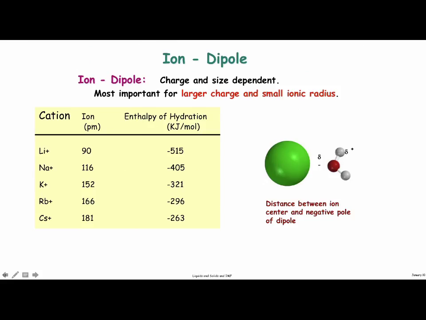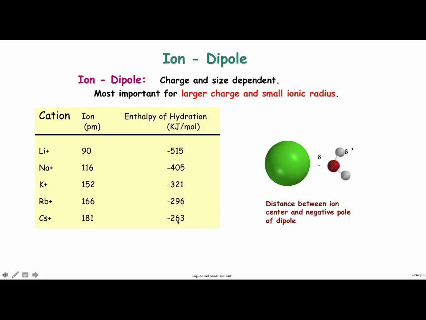Let's take a look at ion-dipole interaction. The most important thing about this type of interaction is that the larger the charge and the smaller the size of the atom, the more significant that intermolecular force. Lithium is a smaller atom than cesium. It has a 90 picometers radius versus cesium, which is 181. Look at the enthalpy of hydration, that is the energy needed to hydrate these chemicals. Lithium is 515, cesium is 263.